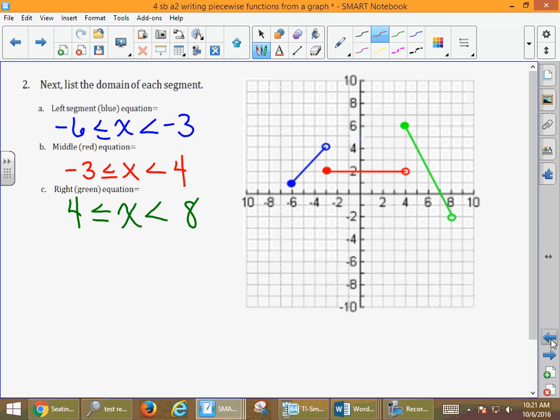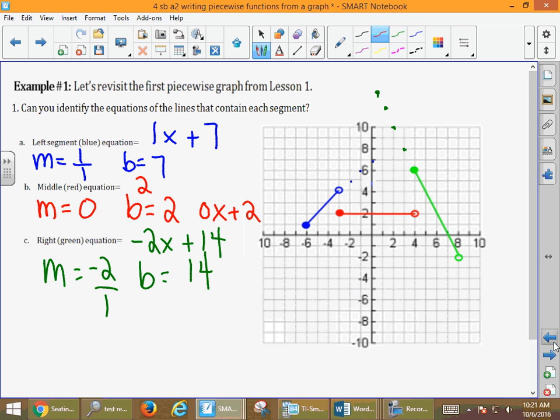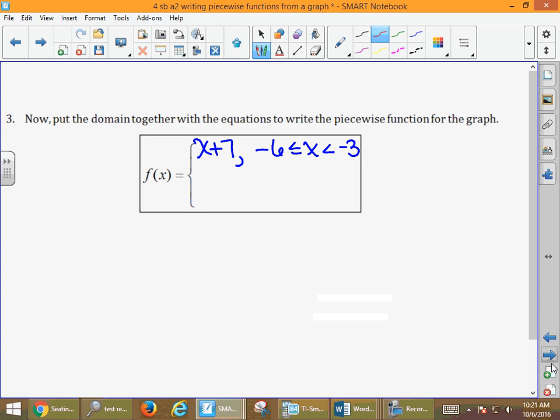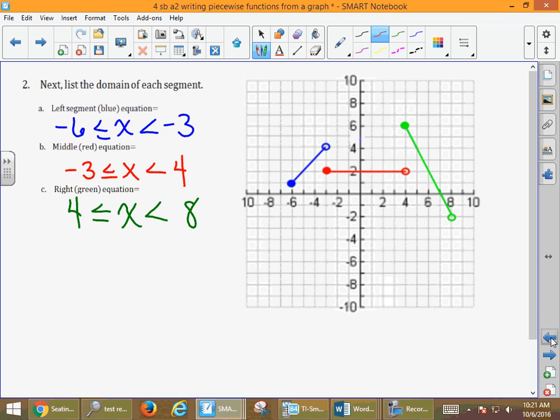Then we did the red. So we go back to the very top of our paper there, and we see that the red is 2. Our equation for the red is 2. And then we can put a comma. I oftentimes write if. And then where's our domain? -3 less than or equal to x less than 4.